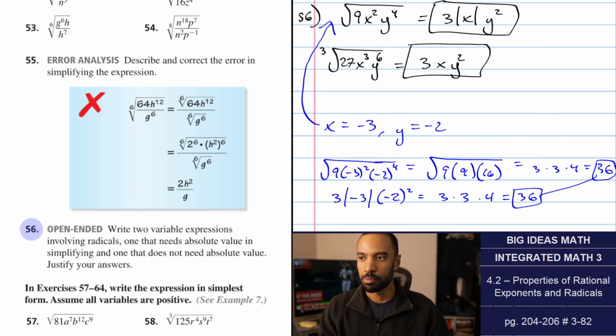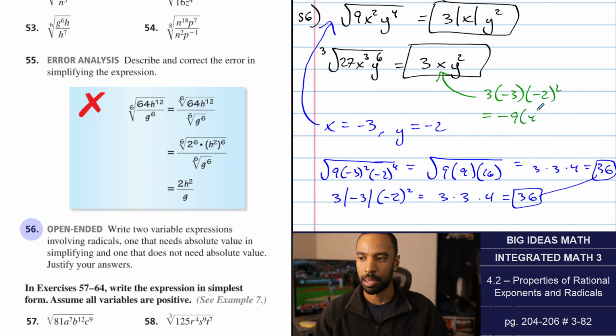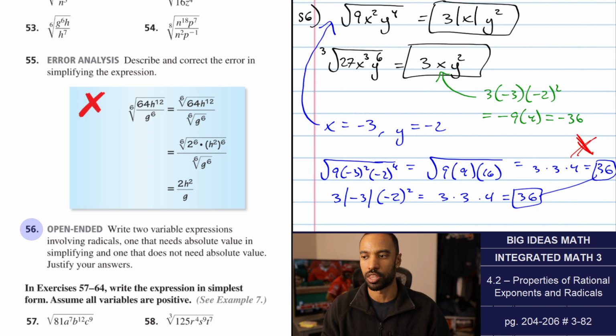Now, if I didn't put the absolute value here, let's say the same x is -3, y is -2. Now we have 3 times -3 times -2 squared. 3 times -3 is -9 times 4, and that gets you -36. That is not the same as this other one right there, whereas if I do it here, I get the -36 like I wanted.